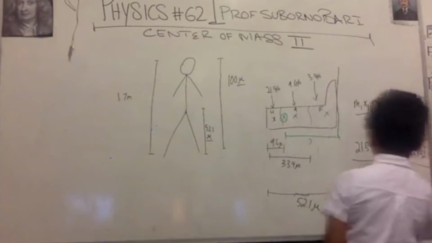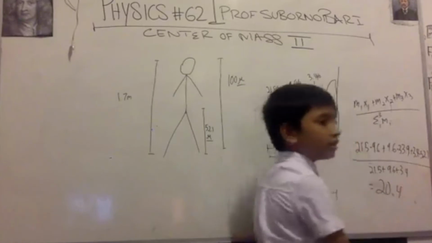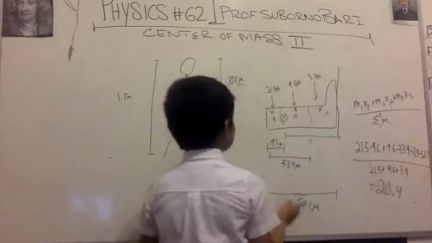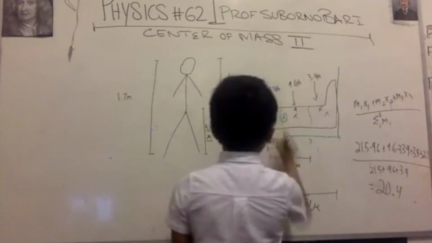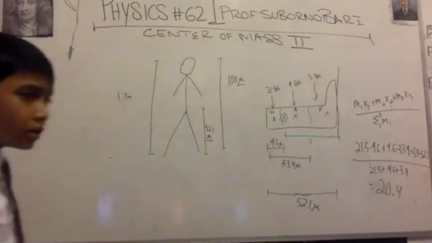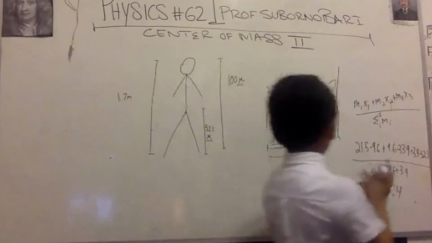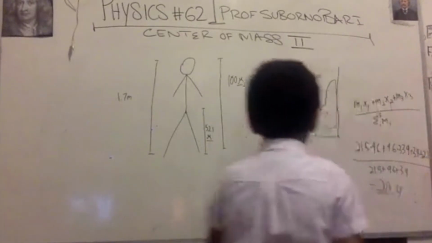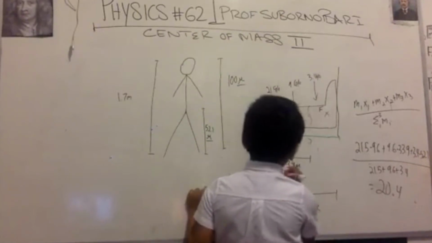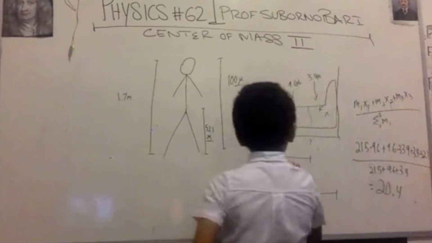Please write bigger. I can't write bigger. This is all that my space allows me to write. So what does 20.4 represent? 20.4 represents the height of the center of mass relative to the hip. Can you draw it in for us, Professor? Let's use blue, I don't think the other color is visible.